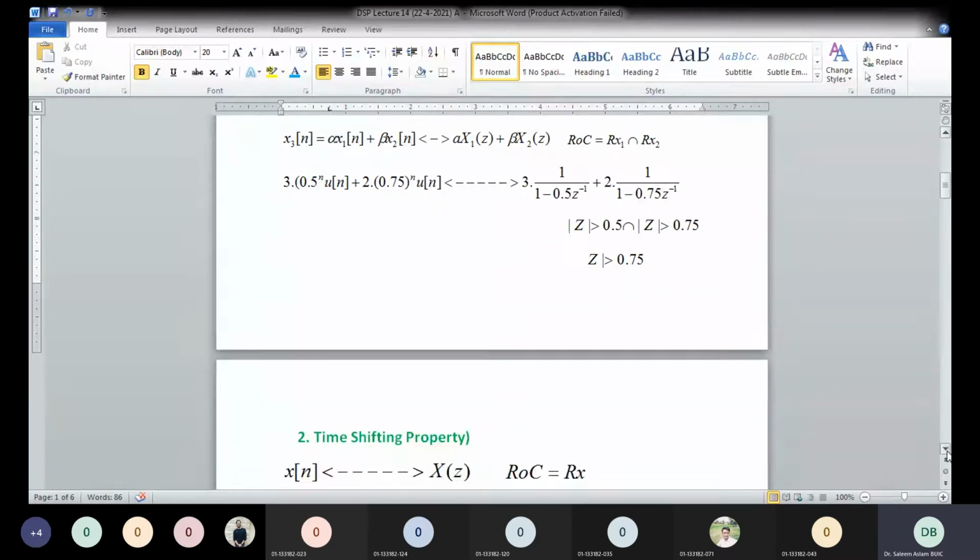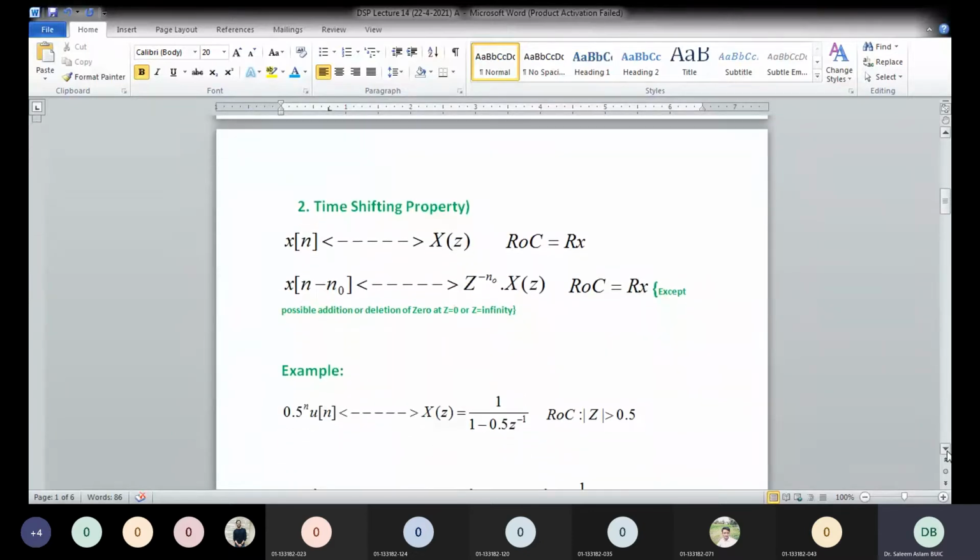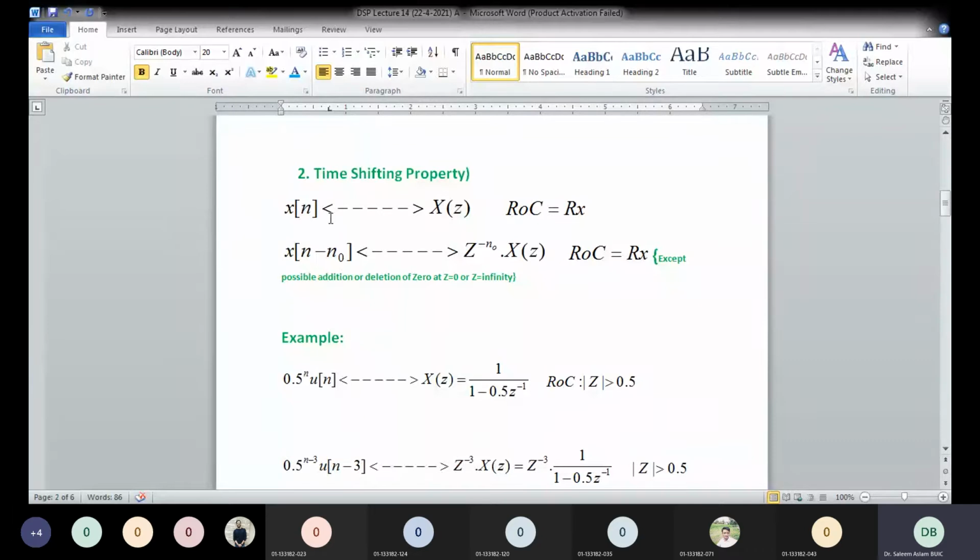Okay, the second property is the time shifting property. Time shifting property says that if you have x of n and you know its Z transform and their ROC is equal to R of x, if you try to shift that signal in time domain, their Z transform expression would be X of z, but there is an additional complex exponential z to raise power minus n naught multiplied with this X of z.